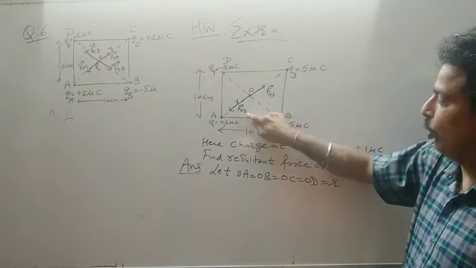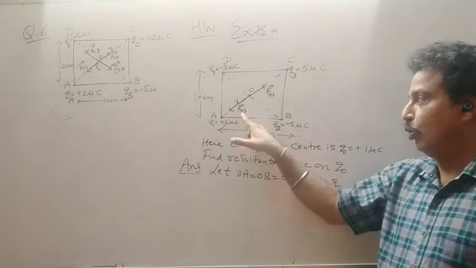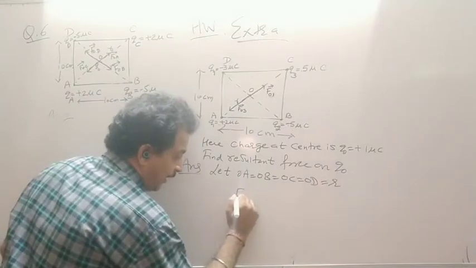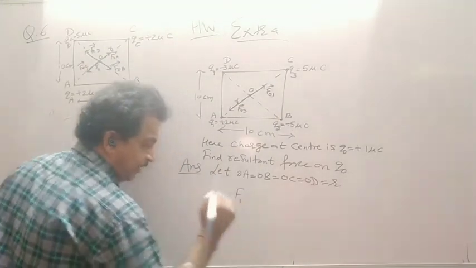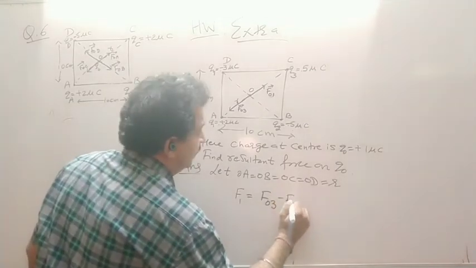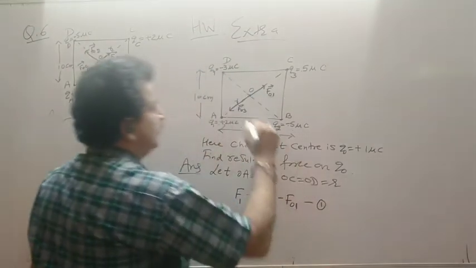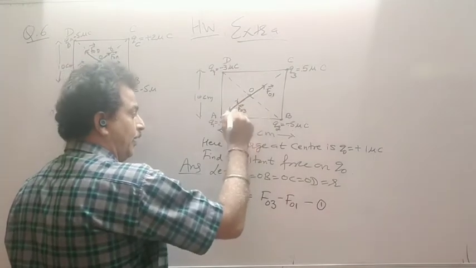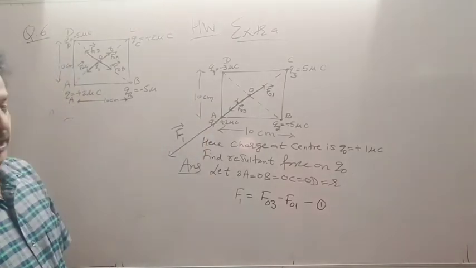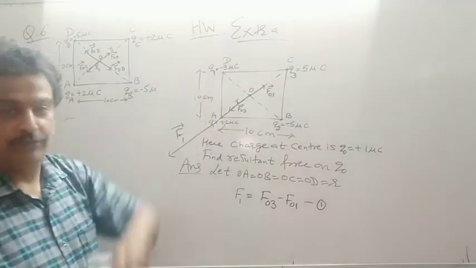Similarly, find out F naught 3. The direction is from O to A, the opposite direction. This value will be more as compared to the other value. So in terms of magnitude, let the resultant of these be F1. This F1 can be written as F naught 3 minus F naught 1. So first find out F1, and the resultant will be in this direction. Let this be your F1 vector. The resultant will be from O to A because F naught 3 is more as compared to F naught A.